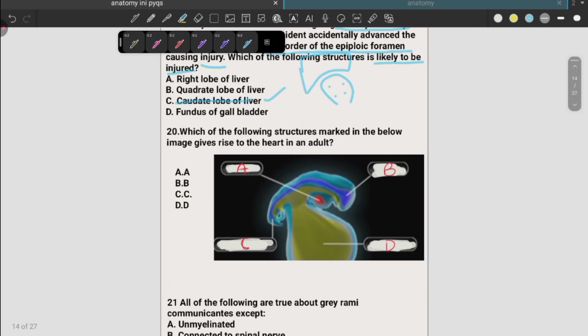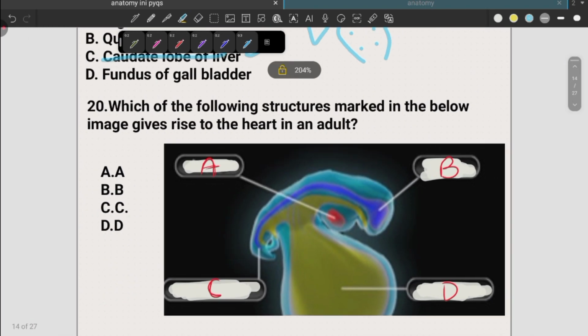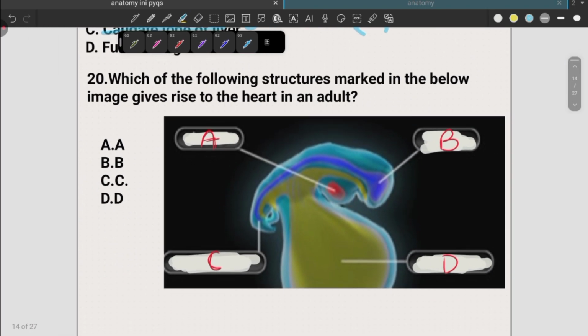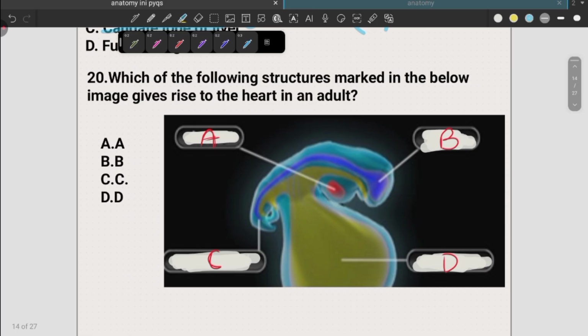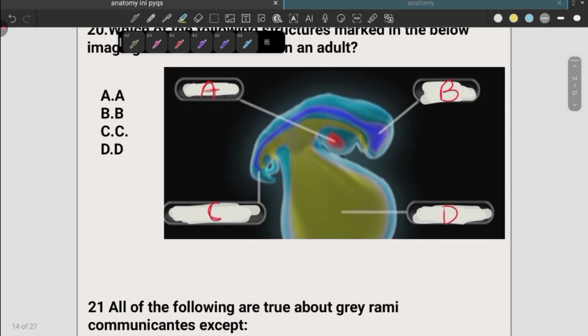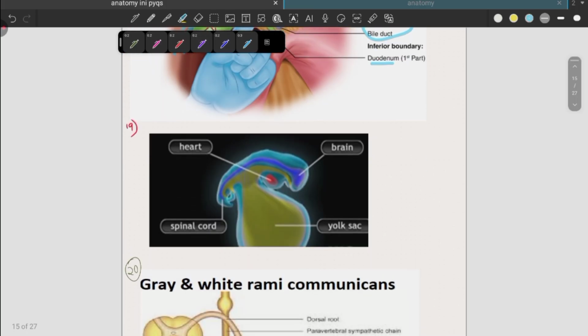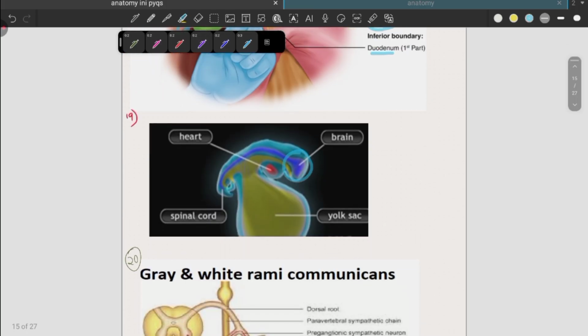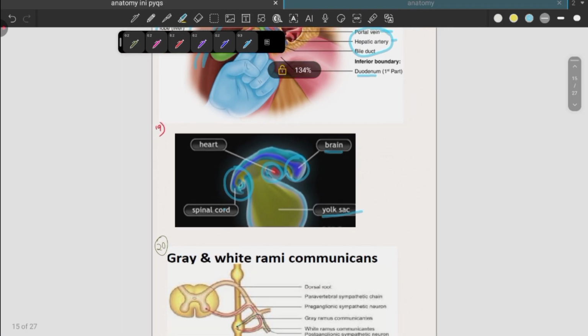Next question, 20th one, which of the following structures marked below gives rise to the heart of an adult? This red marked structure forms the heart. In any picture, if something is red and they are asking about heart, that is the answer. I'll show you the picture. This cranial end forms the brain, the caudal end is marking the spinal cord. This is the yolk sac, and this red thing is the heart.